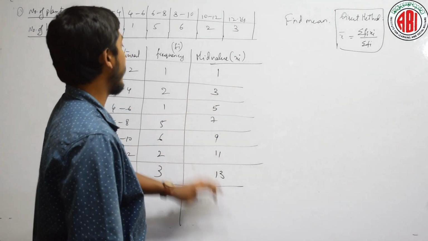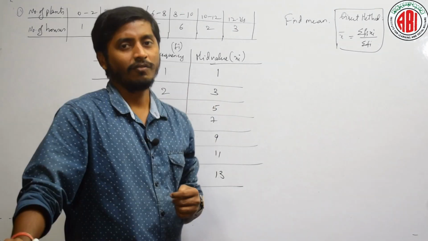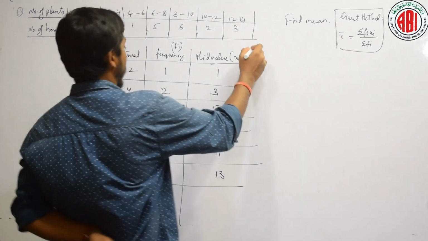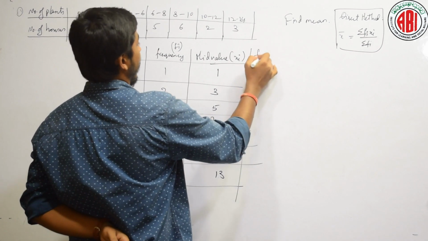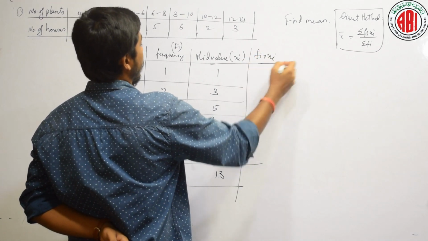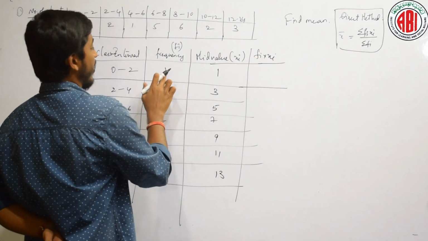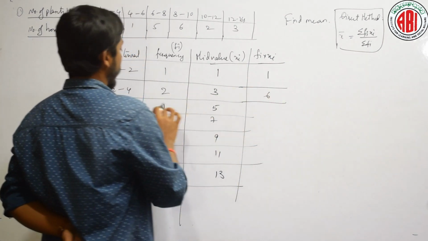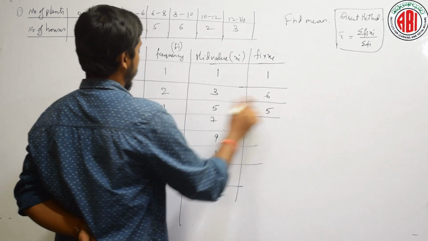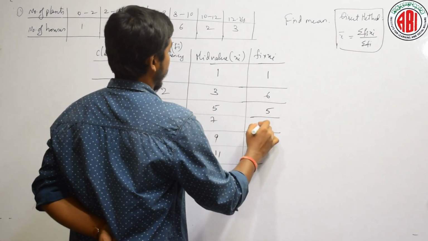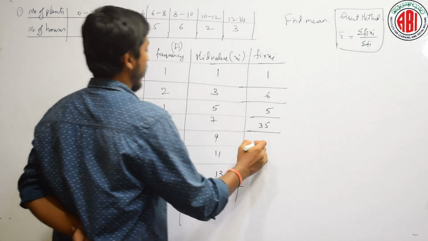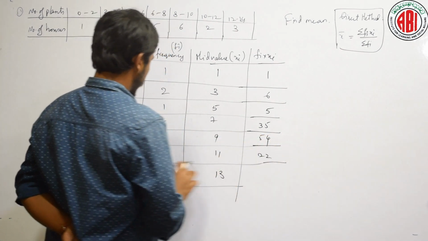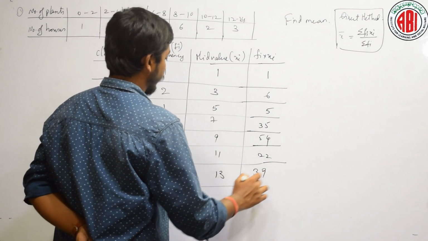This is xi and this is fi. What do we have to do next? That is fi into xi. We have to multiply now. What is fi xi? 1 into 1, 1. 2 into 3, 6. 1 into 5, 5. 5 into 7, 35. 6 into 9, 54. 2 into 11, 22. 3 into 13, 39.